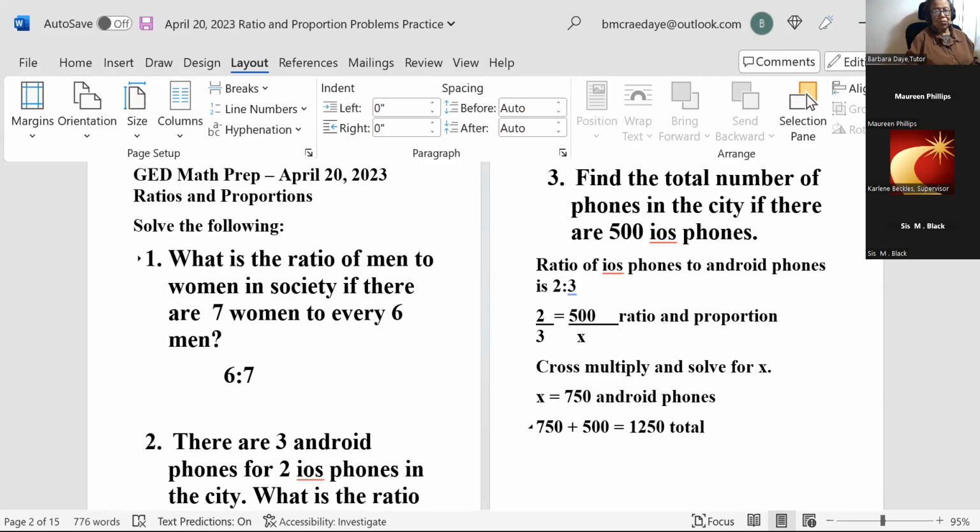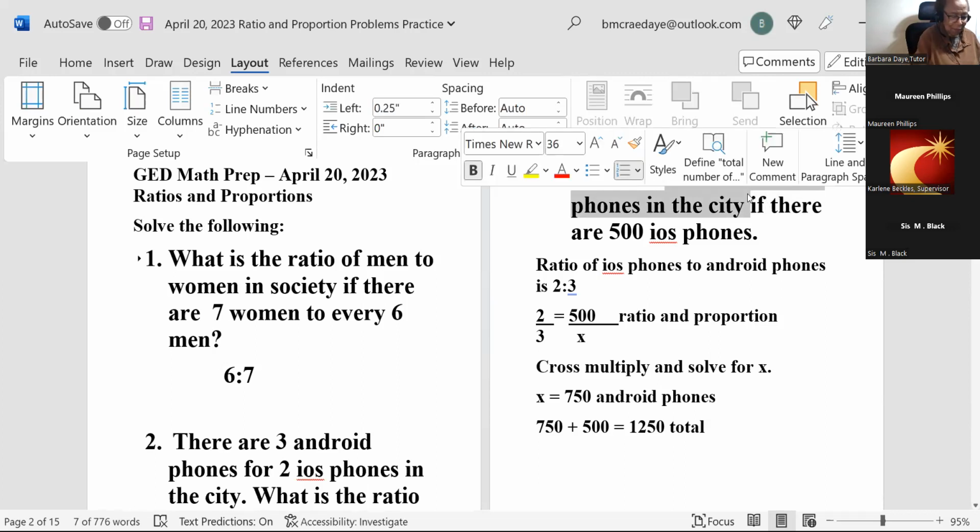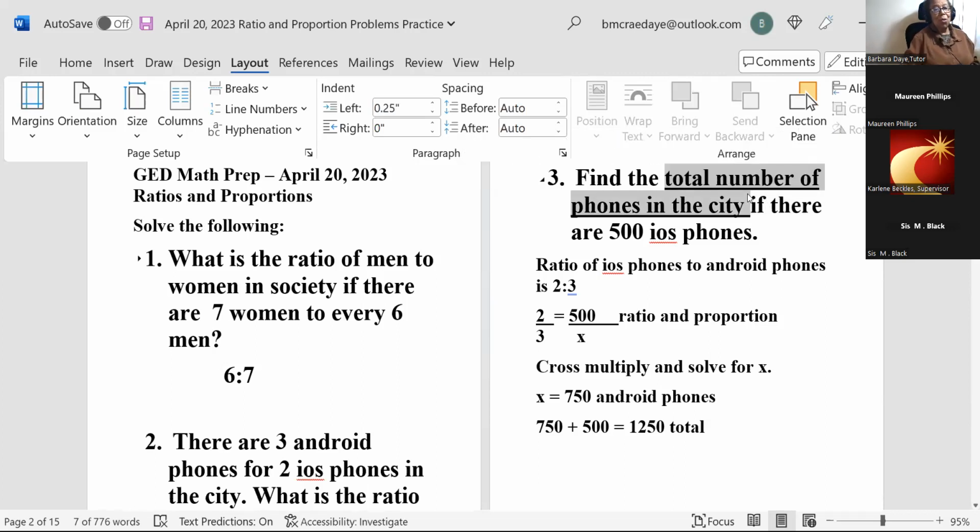Questions? Mercedes, you follow? I'm trying to follow, but it says if there are 500 iOS phones, so you have to figure out how many Android. That's it, to get a total, because it says find the total number. Read these carefully: number of phones. And the number of phones in the city is the sum total of Android plus iOS, right?